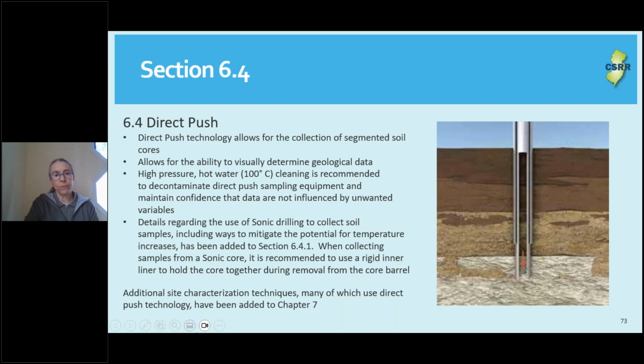Also added to section 6.4 were additional details on the use of sonic drilling to collect soil samples, including ways to mitigate the potential for temperature increases. It's also recommended that when collecting a sample from a sonic core that you use a rigid inner liner to hold the soil core together during removal from the core barrel. Additional site characterization techniques, many of which use direct push technology, have been added to Chapter 7, which will be discussed later. Next slide.